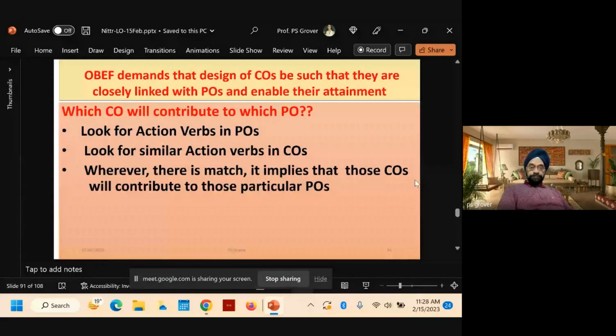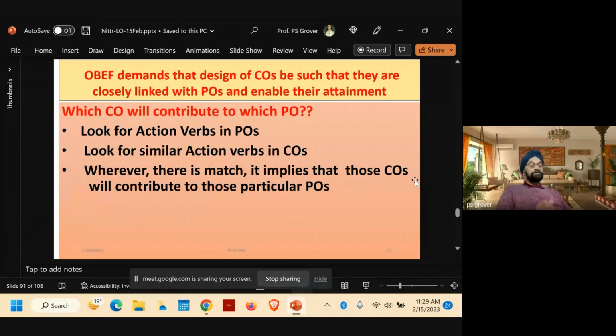So, look, the outcome-based framework demands the design of COs be such that they are closely linked with the POs and enable their attainment. Now the issue is which course outcome will be contributing to the program outcome.